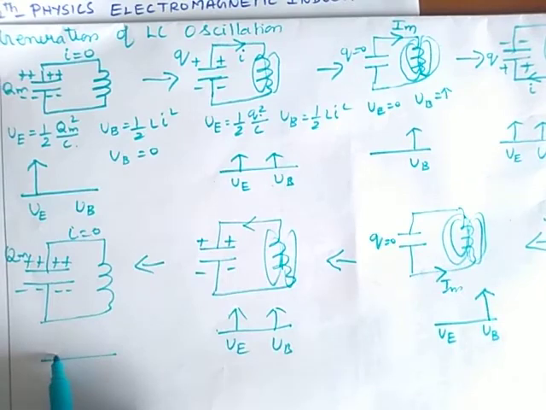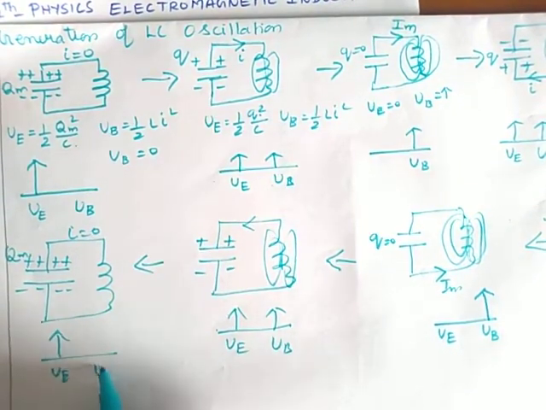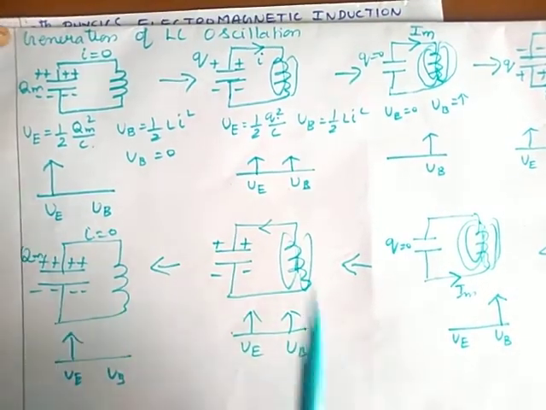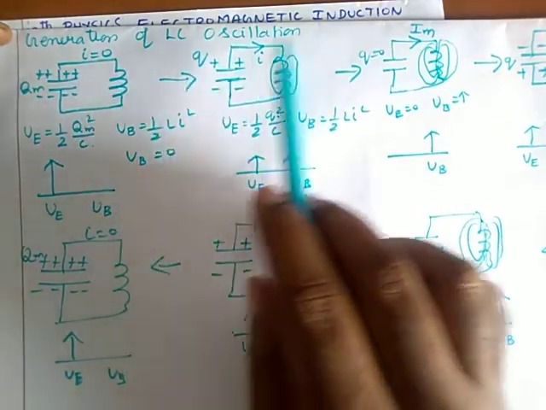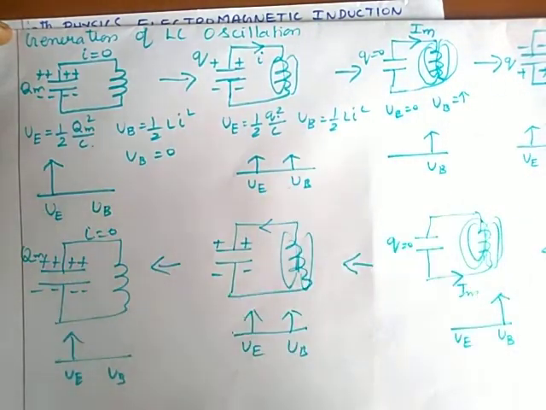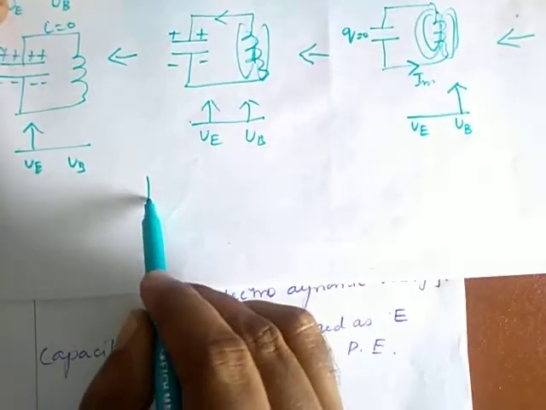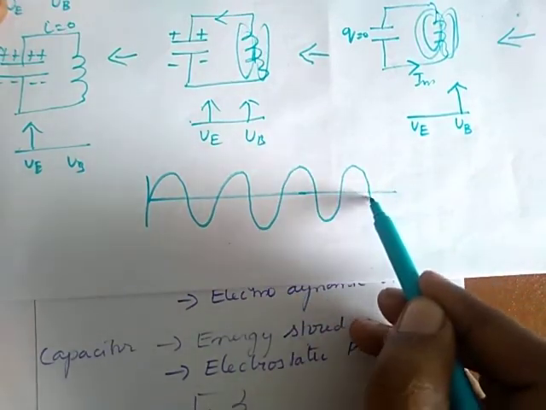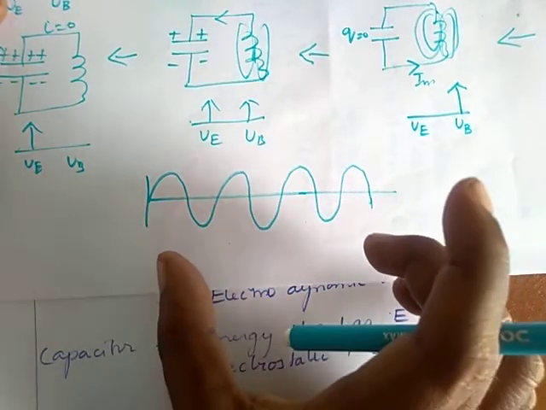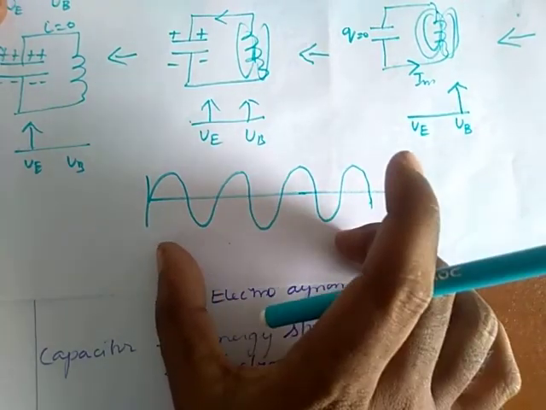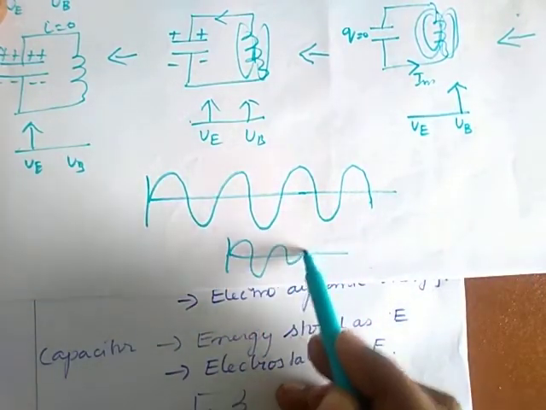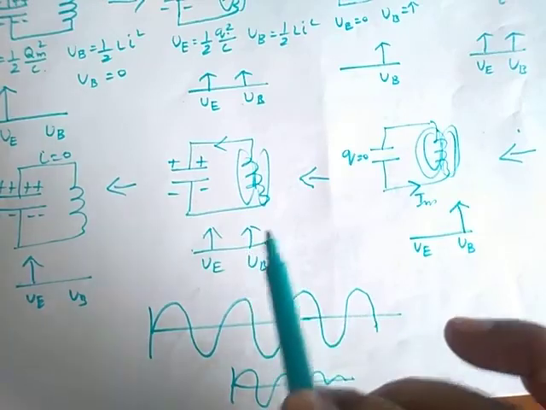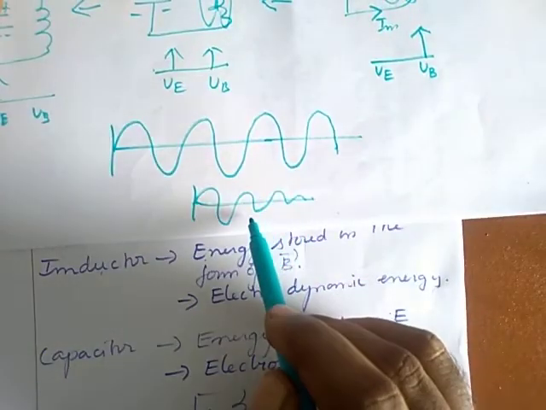At that case, it comes to this stage. UE is maximum and UB becomes 0. From this we conclude that the energy is conserved during the LC oscillation. So we get the oscillation wave like this. We get an undamped waveform with the maximum amplitude. But in a real situation, it will not come like this. We get damped waves because of some resistance in the circuit, inductor and capacitor. So we get a damped wave like this.